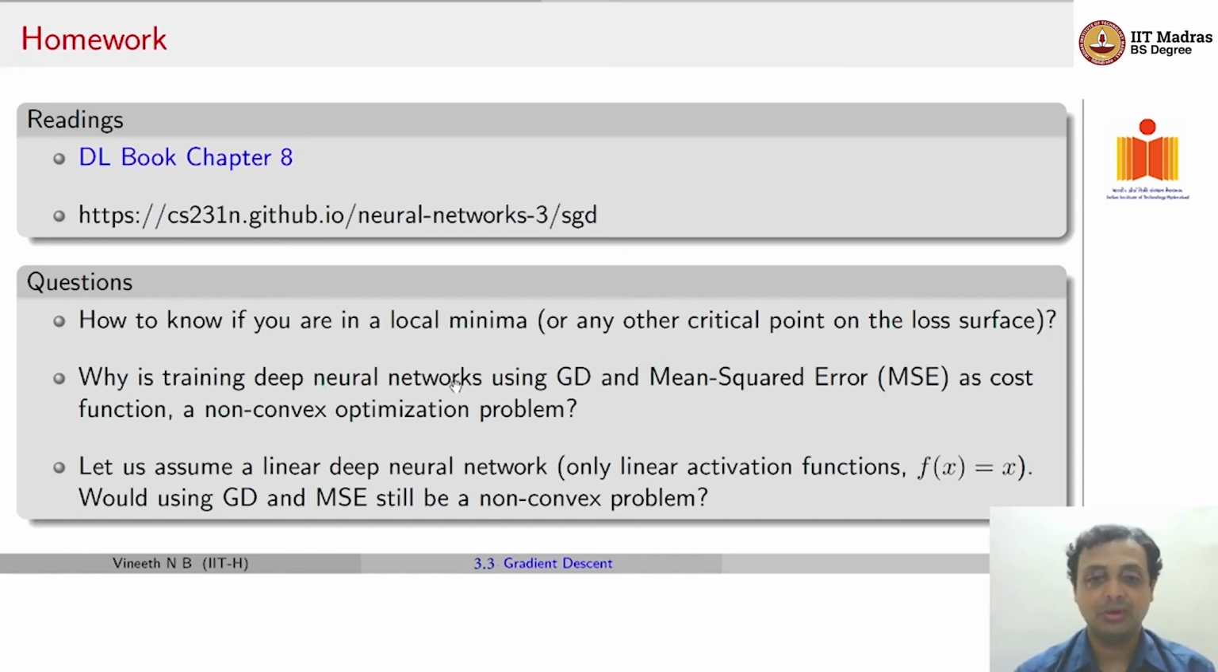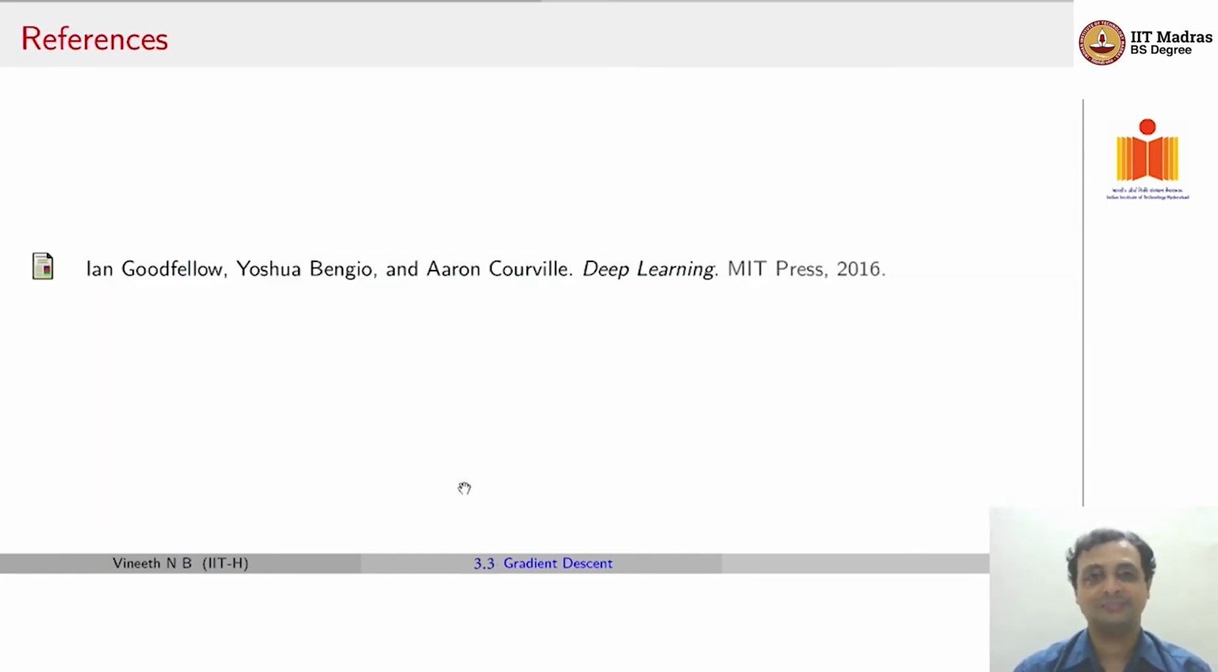Why is training deep neural networks using gradient descent and mean square error a non-convex optimization problem? This is the first question that we started this lecture with. This is something for you to ponder upon. And finally, if we assume a deep linear neural network, no activation functions at all, would using gradient descent and mean square error still be a non-convex optimization problem when you train deep neural networks? These are some questions to think about, and here are references.